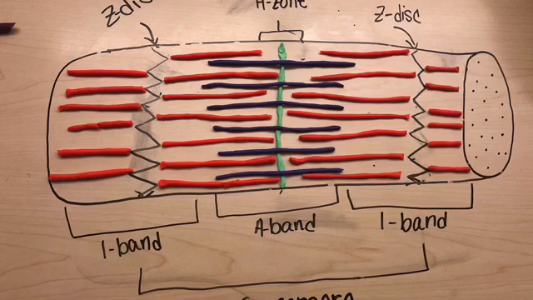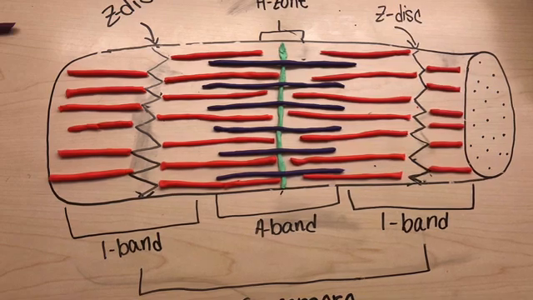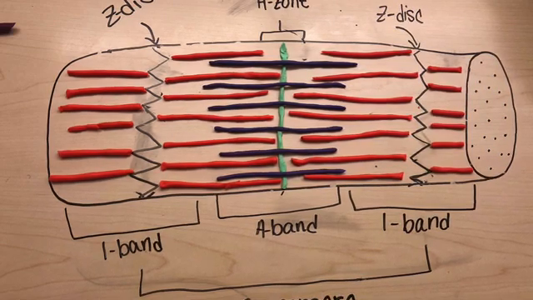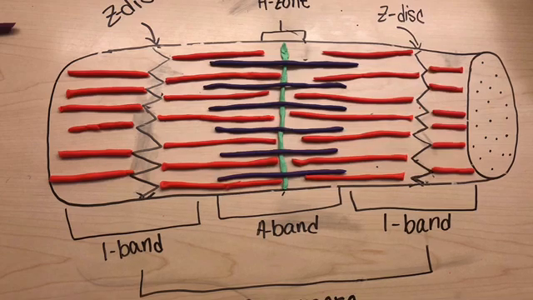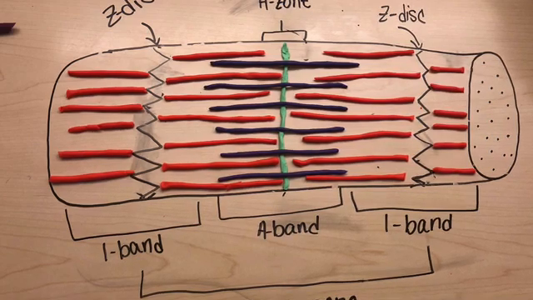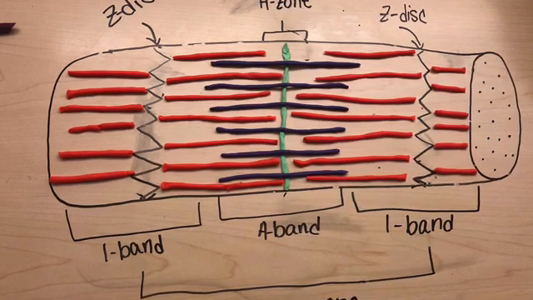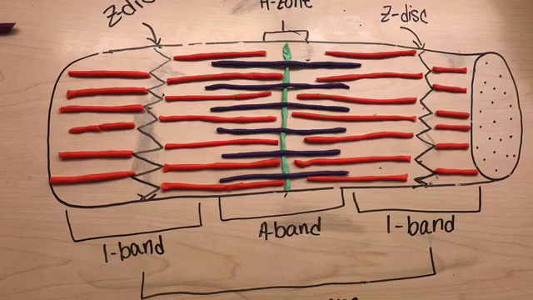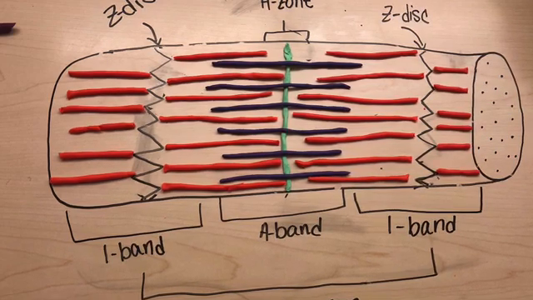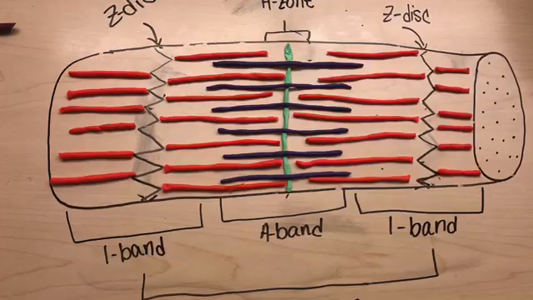Down below, we have what is called the I-band, and this is the region where only the thin filaments can be found. And then there's the A-band, and this covers the length of the thick filaments. Then there's the sarcomere. This is the contractile unit that runs from Z-disc to Z-disc.